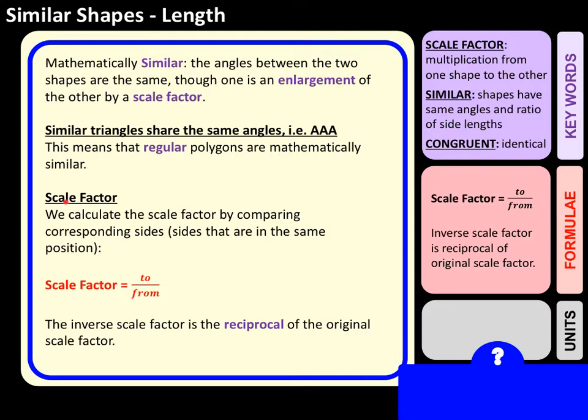Okay, so scale factor. We looked at that when we did enlargement, so we already know that we have to find corresponding sides, the ones that are in the same position. We can't take the width of one and the height of the other, for example. We use the formula scale factor equals to over from, but because this time we might be going forwards and backwards quite a lot, rather than having to rework out the scale factor once we've done it one way, you can just find the inverse scale factor by doing the reciprocal. And hopefully you remembered that the word reciprocal just means that it's the flipped upside down of the fraction.